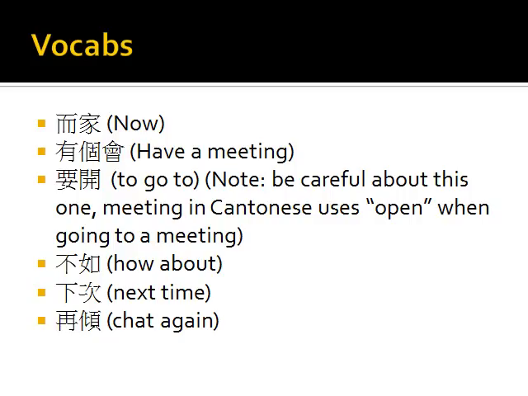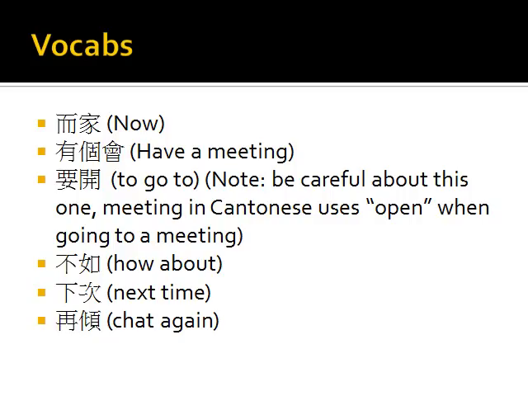So now let's look at the important vocabs right now. As you can see, these are the kanji, and I'm not actually going to show the English representation anymore, but you can also follow me, right? So first, starting from the top, 而家 as now. So 而家 is now in Cantonese. 有個會 means have a meeting. 有個會 means have a meeting in Cantonese.